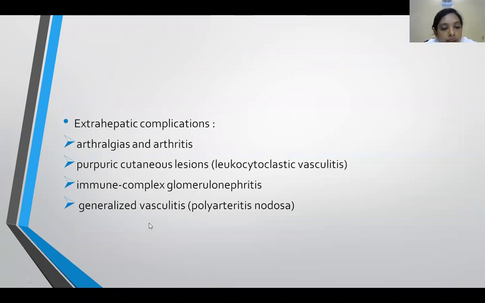What are the extrahepatic complications? Arthralgias and arthritis, purpuric cutaneous lesions. The reason for that is leukocytoclastic vasculitis. Immune complex glomerulonephritis, generalized vasculitis, that is nothing but PAN, polyarteritis nodosa.